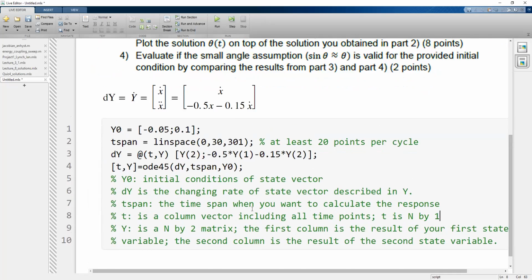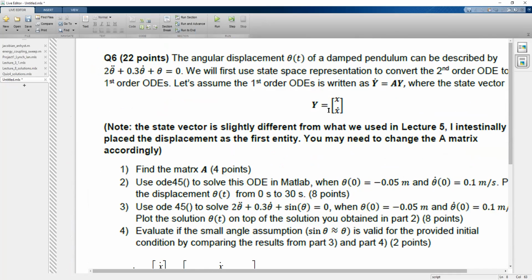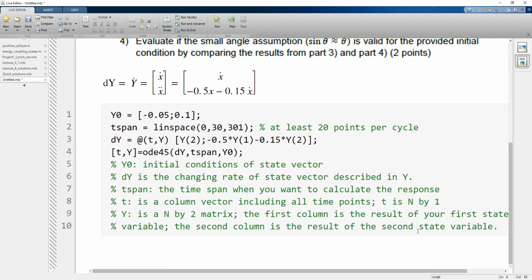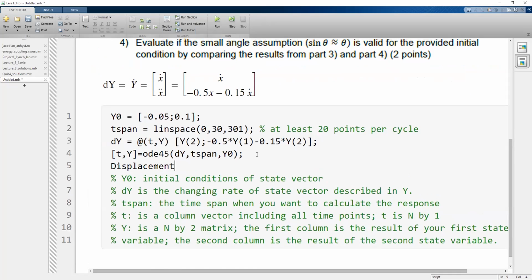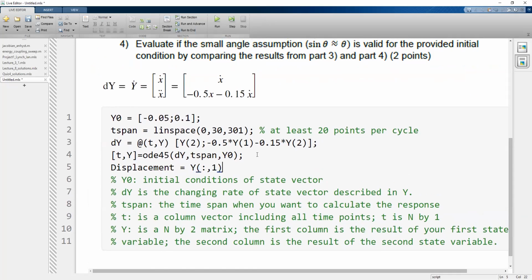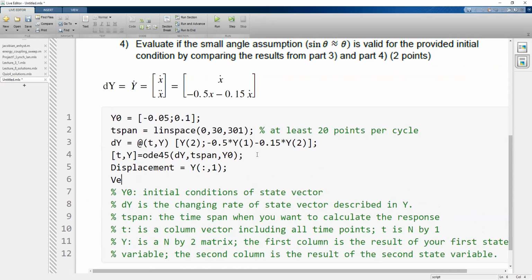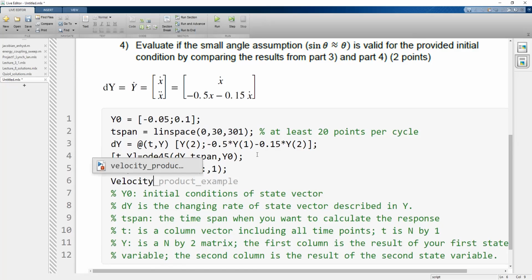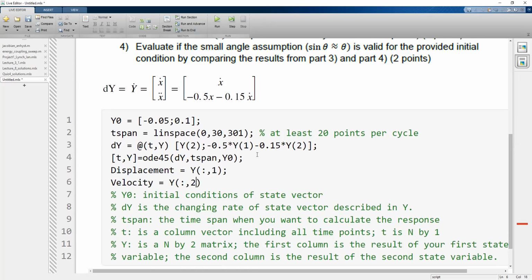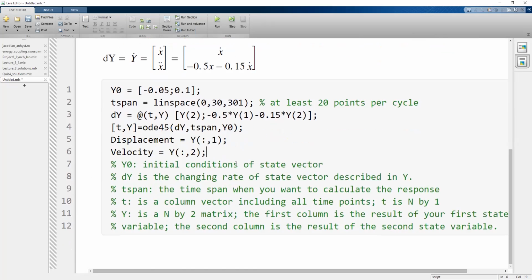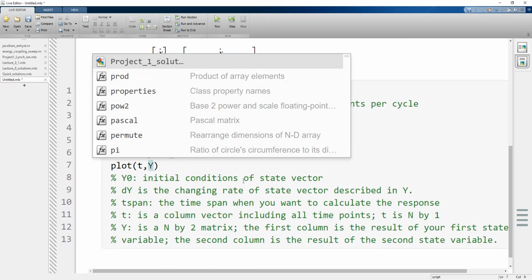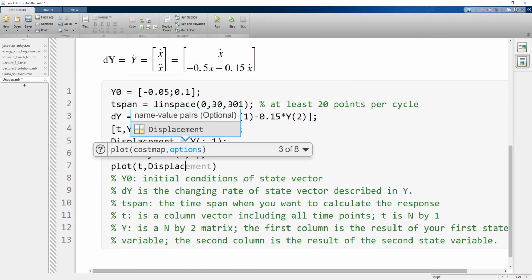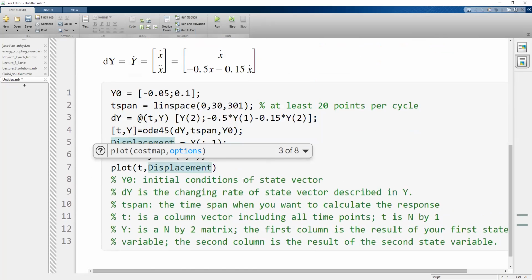So if you want to plot displacement, then you have to go back to your state vector definition. That your displacement is your first entity. So that's why if you want your displacement, that is your first column in your y matrix. If you want velocity, that is the second column of your matrix. Okay, so let's plot it up. Displacement, and then give it a shot.